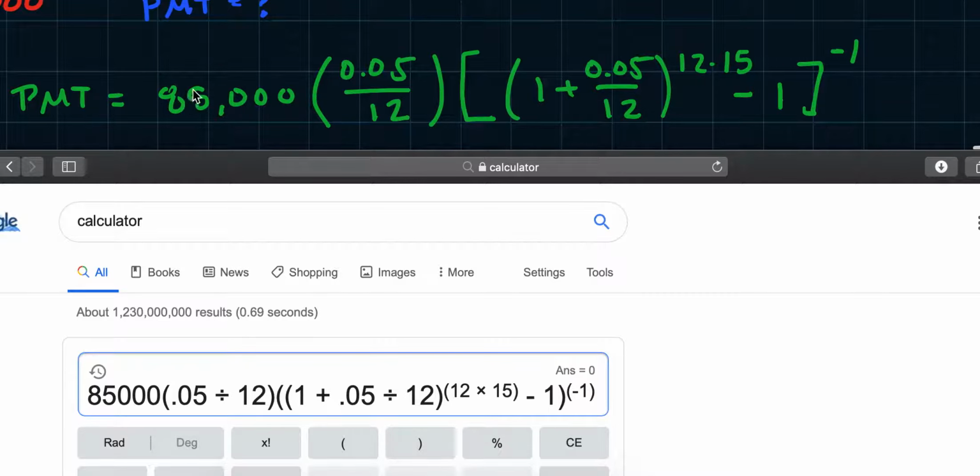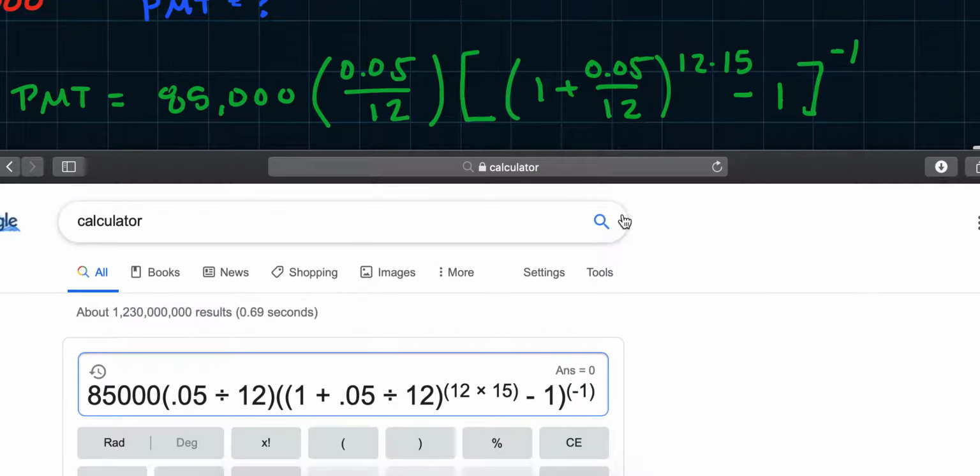All right, now let's double check. 85,000, that's right here. 0.05 divided by 12 in parentheses, that's right here. I have a parentheses there, and another one right here. 1 plus 0.05 divided by 12, close parentheses. Make sure you put this in parentheses at the top. 12 times 15. Okay, close that parentheses to end it. That's very important too, that you put a parentheses here. Subtract 1, and then I want this fraction, this piece right here, raised to the negative 1.